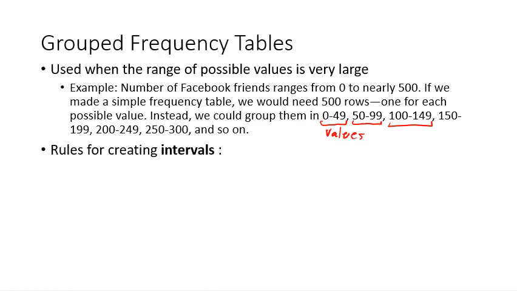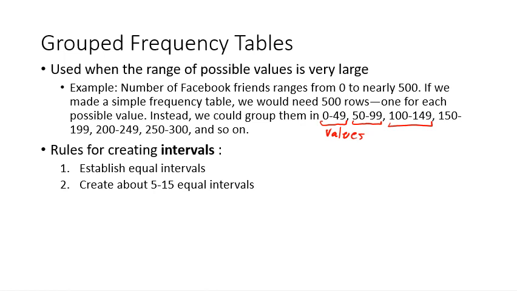So there are some rules for creating good intervals. First, the intervals have to be equal. Each interval needs exactly the same number of values. So 0 to 49, the values are 0 all the way through 49. There's 50, and it's the same thing here, 50 through 99. We have, once again, the same number of values in each interval.